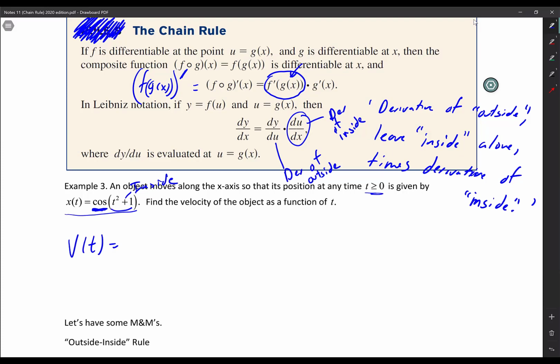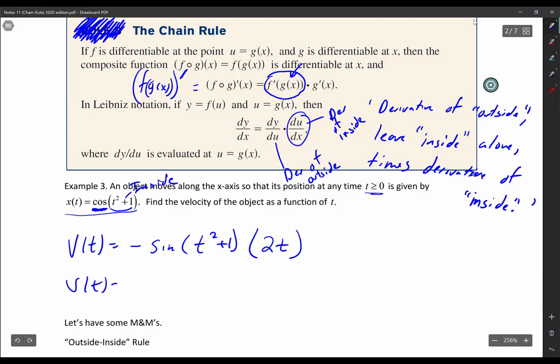So here we go. The derivative. What's the derivative of cosine? Negative sine. Leave the inside alone. In this case, you have to, because it's just an argument, and you always have to leave whatever is inside of that alone. And then I'm going to go times the derivative of the inside. What's the derivative of t squared plus 1? 2t. There it is. Negative 2t sine of (t squared plus 1).